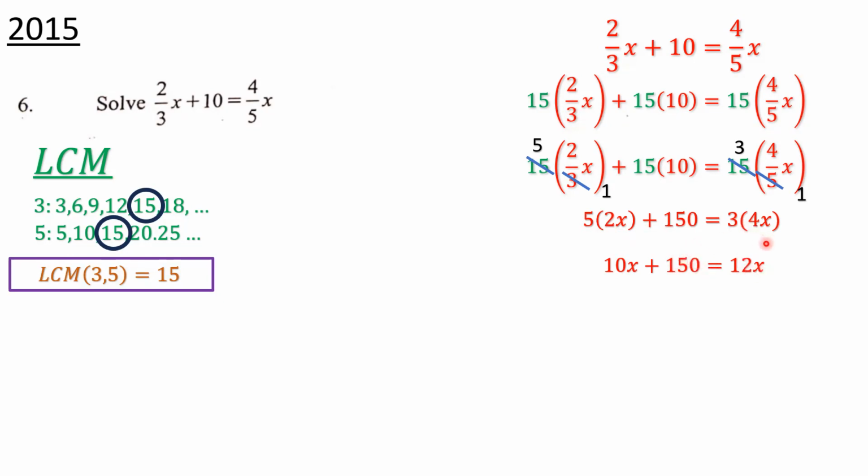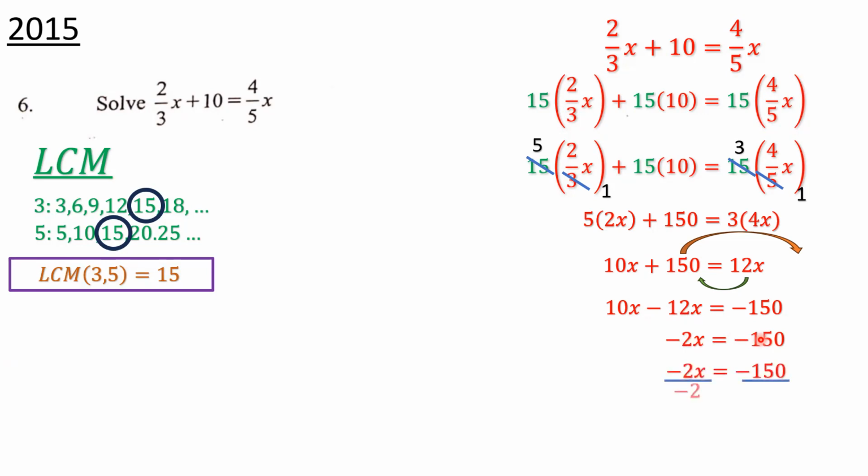We send the 150 over, and we send the 12x over. The positive 150 becomes a negative 150, and the positive 12x becomes a negative 12x. Now we have 10x minus 12x, which is going to be negative 2x, equals negative 150. We divide both sides by negative 2. We cancel. And so we have x is equal to negative 150 divided by negative 2. So x is going to be positive 75, because a negative divided by a negative is definitely a positive. Okay, let's move on to the next question.